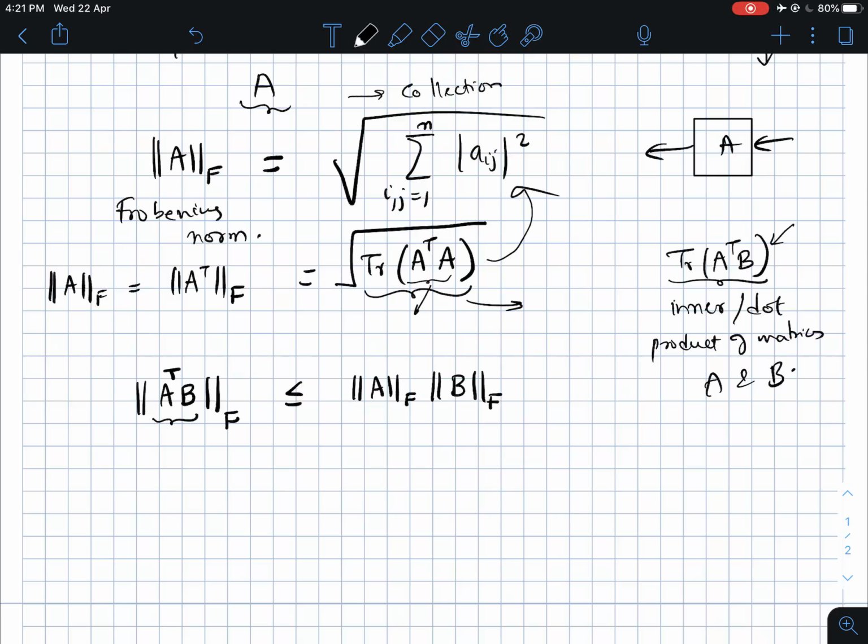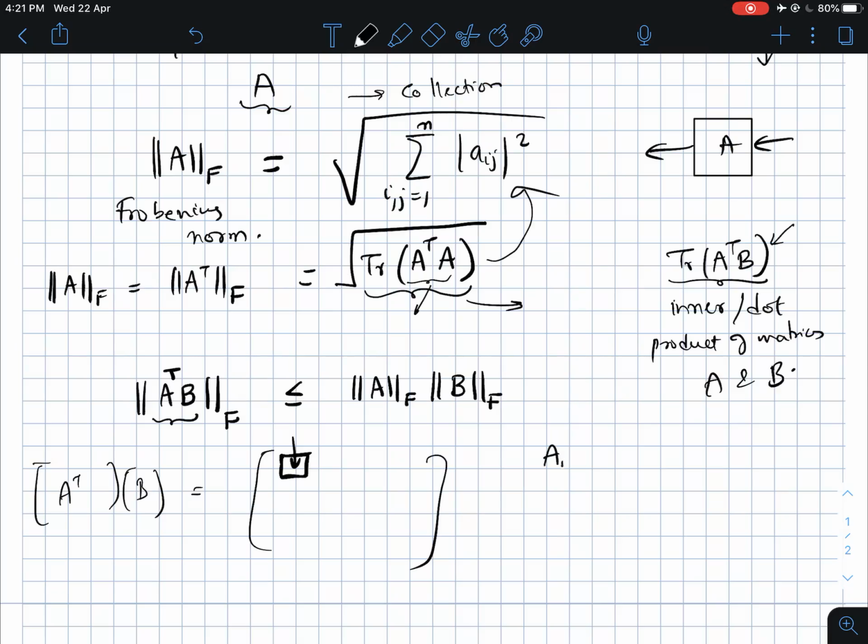So why does this follow? Let's look at every entry of A transpose B. Once you multiply A transpose and B, you get a matrix over here. Let's look at, say, the top left entry of A transpose B. What is this entry? This is a dot product of the first column of A with the first column of B.